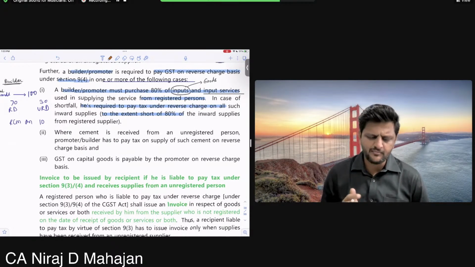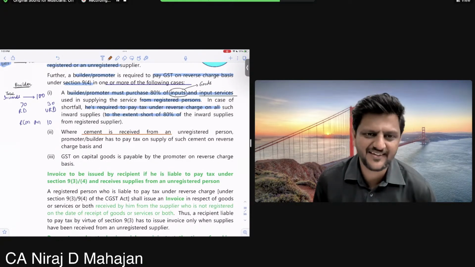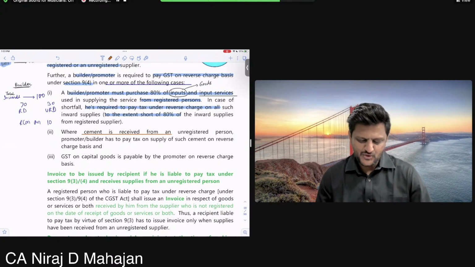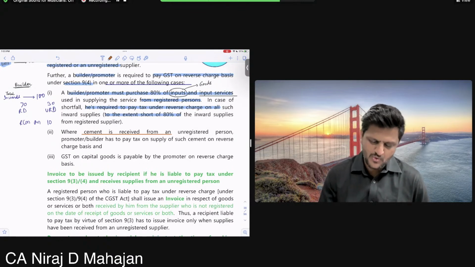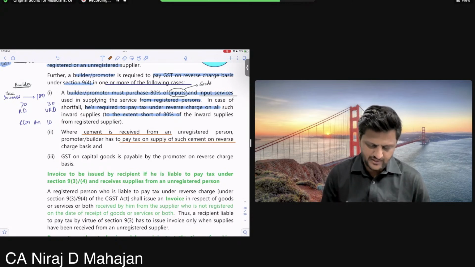Where cement is received, my goodness. You have to remember all of this, not so much. Okay. So where cement is received from an unregistered person, the promoter builder has to pay tax on supply of such cement on reverse charge basis compulsorily.